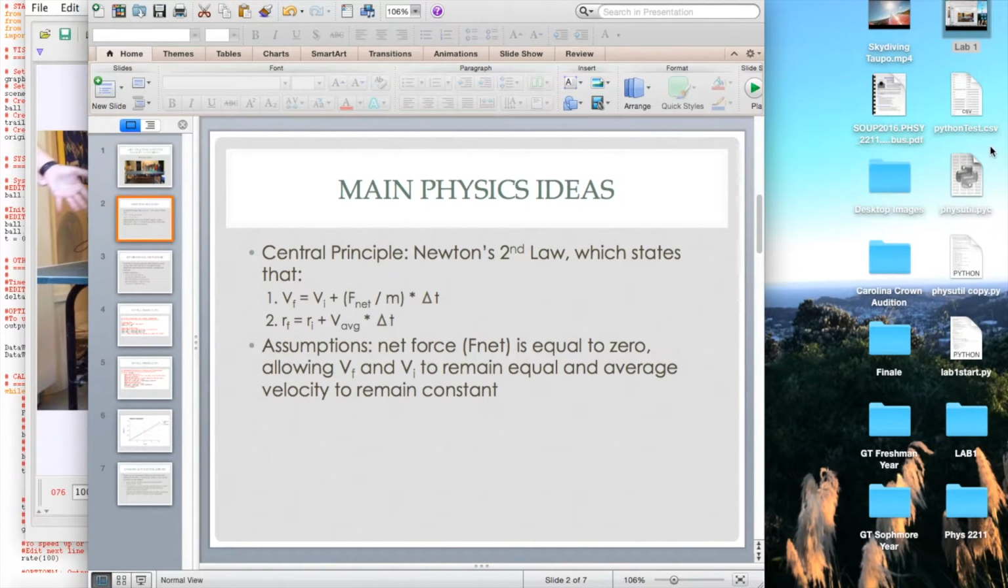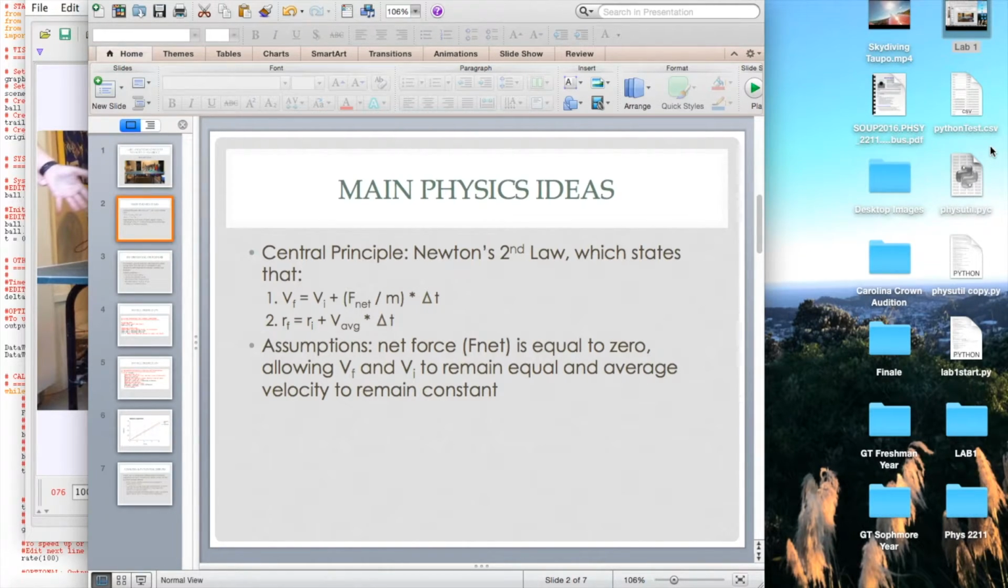Some main physics ideas. The central principle is Newton's second law, which states that a change in velocity over a change in time is proportional to the net force over mass, seen in the first equation. The second equation is used to find the position. It states that the final position is equal to the initial position plus the average velocity times the change in time. Now, our assumptions for this lab are that the net force is equal to 0. When plugged into the first equation, this allows Vf to equal Vi, and the average velocity to remain constant throughout.